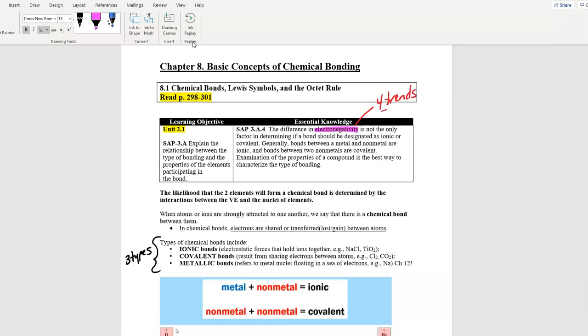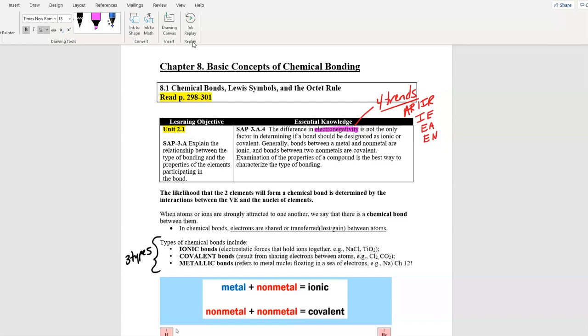Okay, now remember the 4 trends? We talked about ionic radius, atomic radius. We talked about ionization energy, electron affinity, and here comes Mr. Electronegativity. You saw his name pop up a little bit in Chapter 7, but I told you I wasn't going to discuss it in Chapter 8 until Chapter 8.